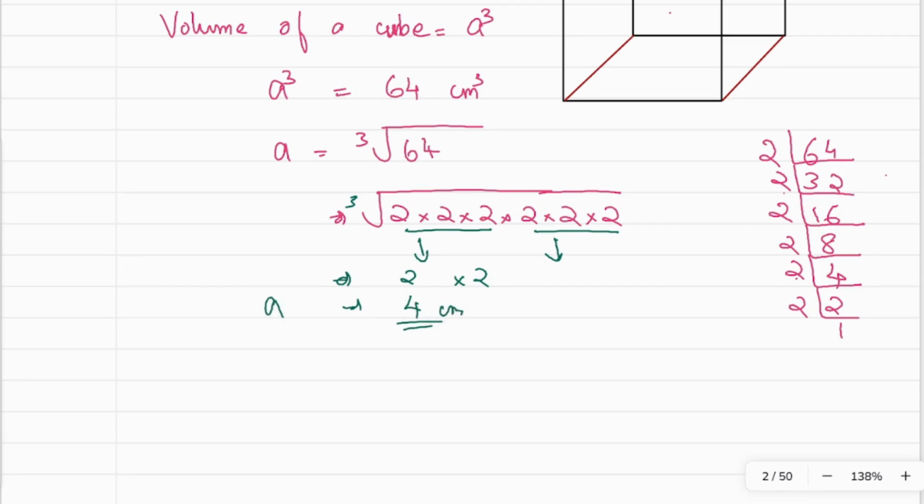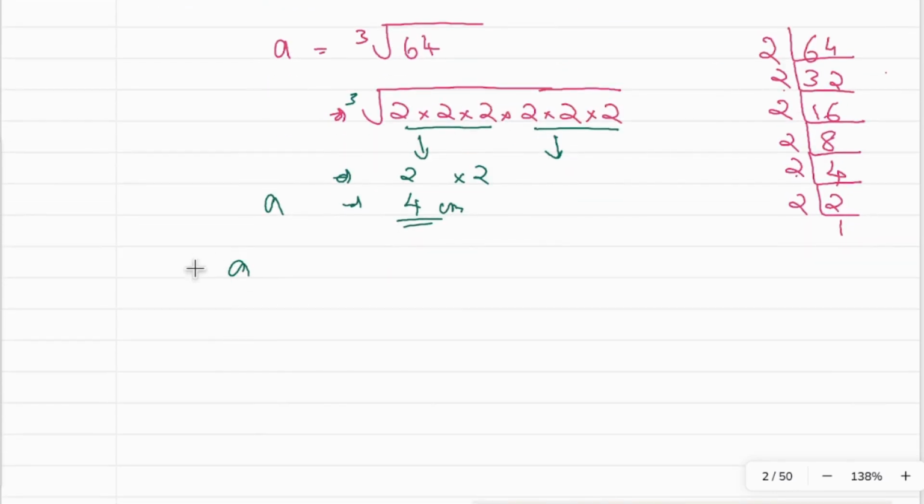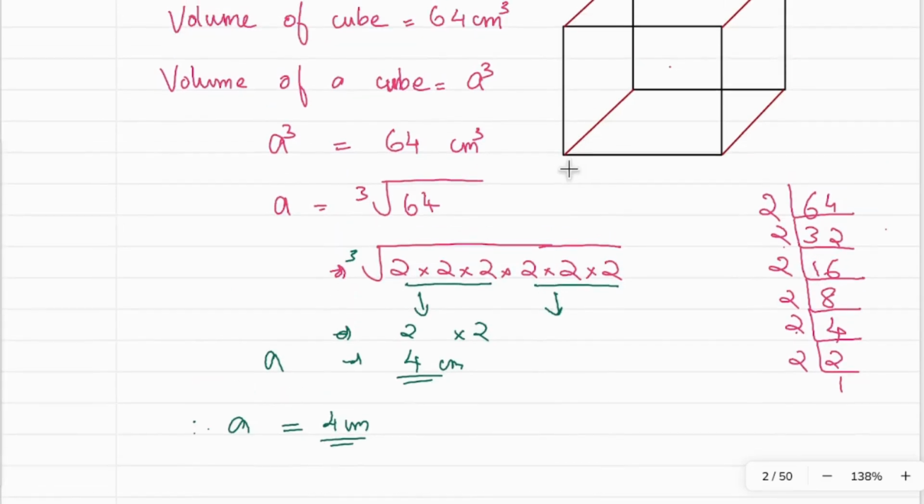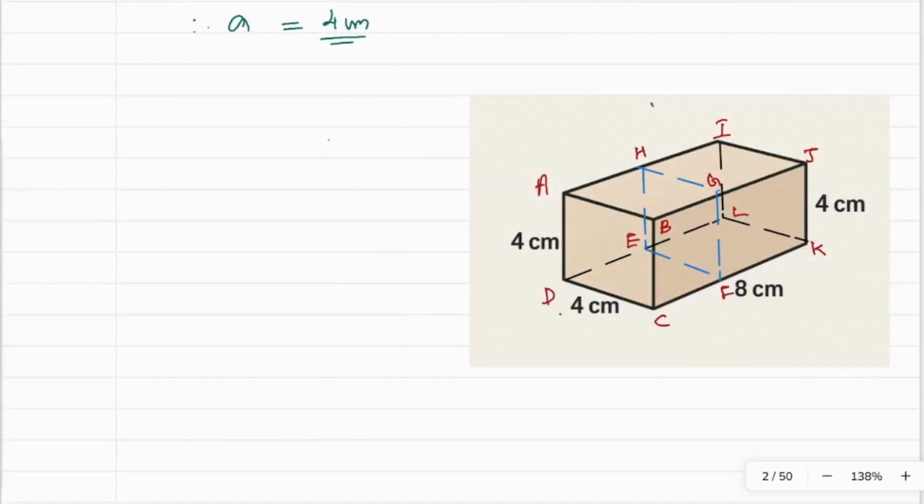I got my A equal to how much? Therefore A equal to 4 centimeter, which means that from here till here, its length is equal to A, right? Which is equal to 4 centimeter. So when these two cubes are combined together, we are getting a new resultant cuboid here, right? So A, B, C, D, E, F, G, H represent the first cube and E, F, G, H, I, J, K, L represents the second cube.